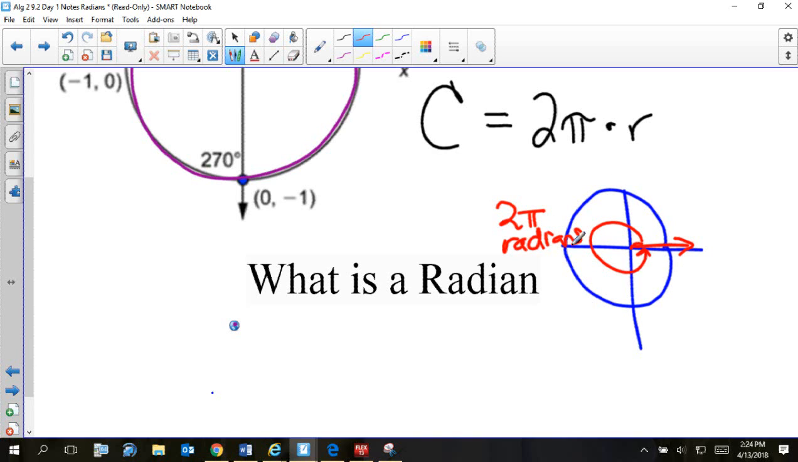So halfway around is how many radians? 1 pi. Half of 2 pi. A quarter of the way, what would the angle be? What would that theta be if we went a quarter of the way around? Half pi, or pi over 2 is how we're going to say it, but yeah, half of pi. So that is how we're going to measure radians.